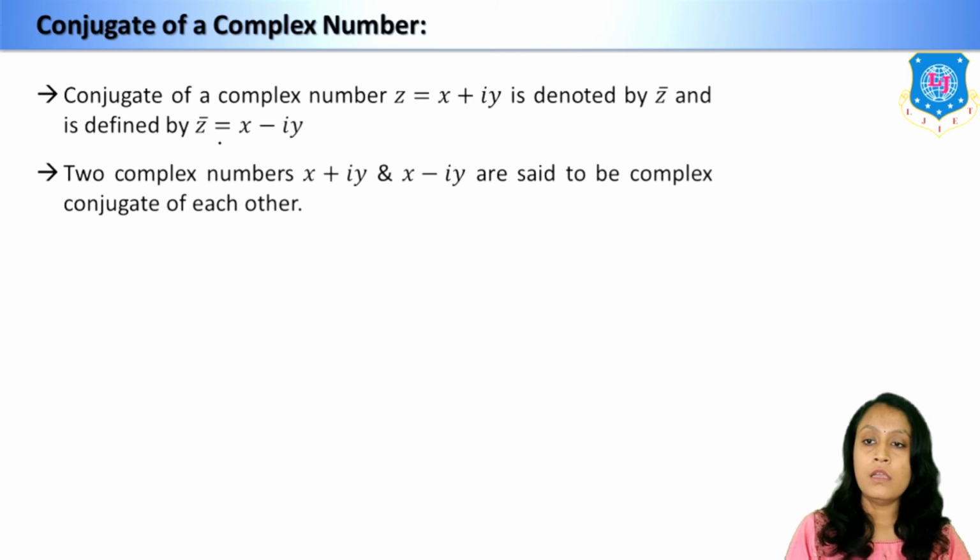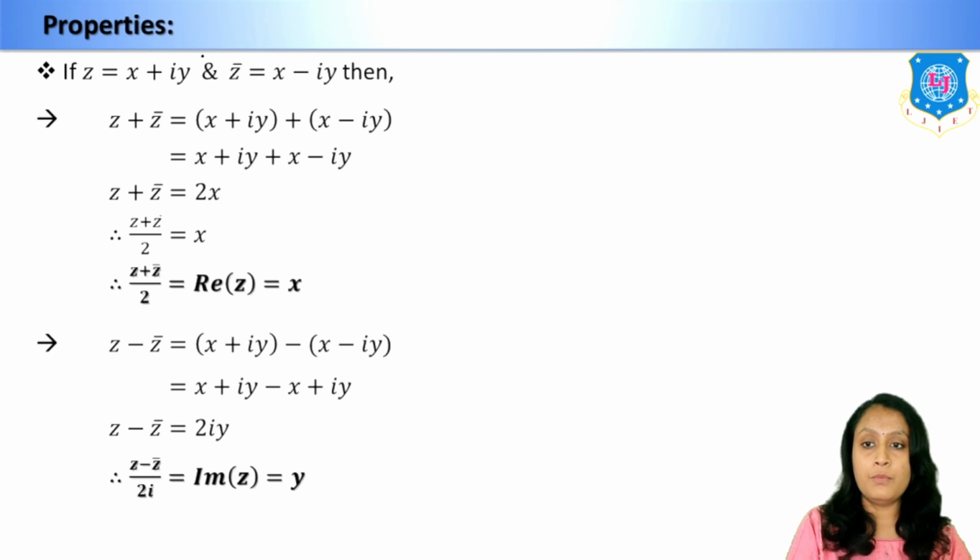Now, let's discuss the conjugate of a complex number. So, conjugate of a complex number z equal to x plus iy is denoted by z bar, and it is defined as z bar is equal to x minus iy. If we have plus over here, its conjugate will be x minus iy. Now the two complex numbers x plus iy and x minus iy are said to be complex conjugate of each other. Now let's discuss few properties.